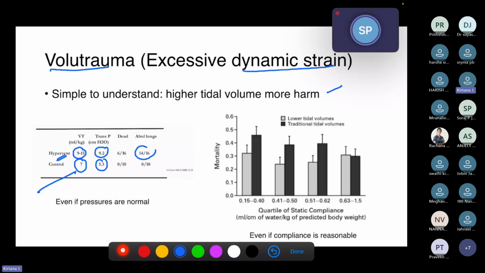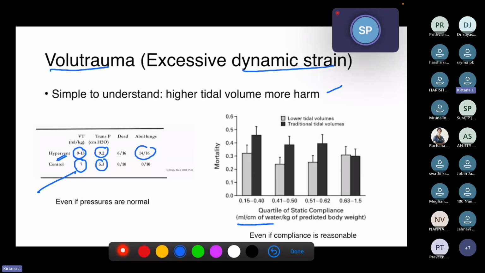showed abnormal lungs. This means that even if the pressures are normal, even if the transpulmonary pressures are normal, but the tidal volume is high, this will be associated with some kind of lung injury. Therefore, volutrauma can happen even in the absence of raised transpulmonary pressure.